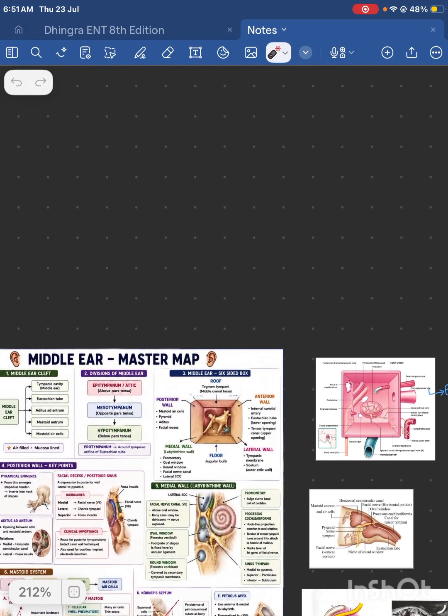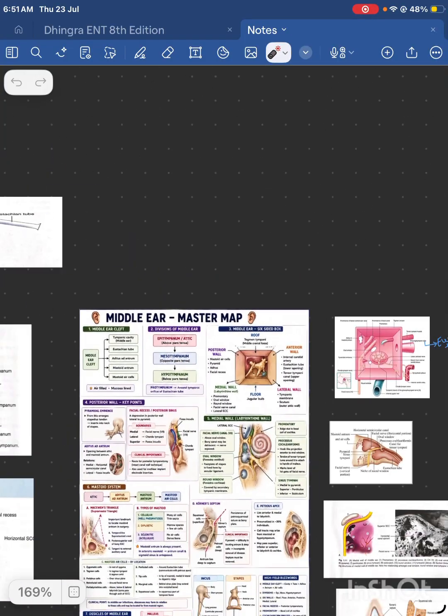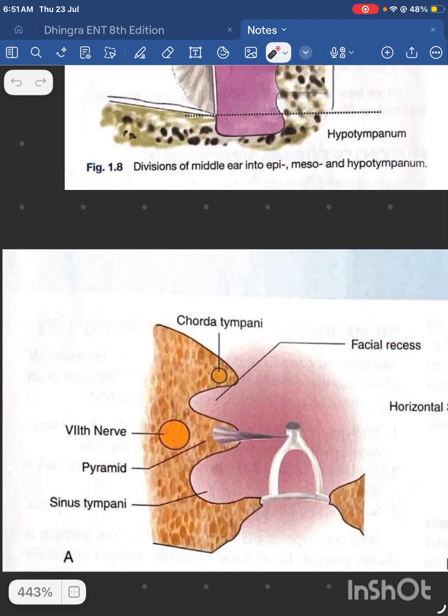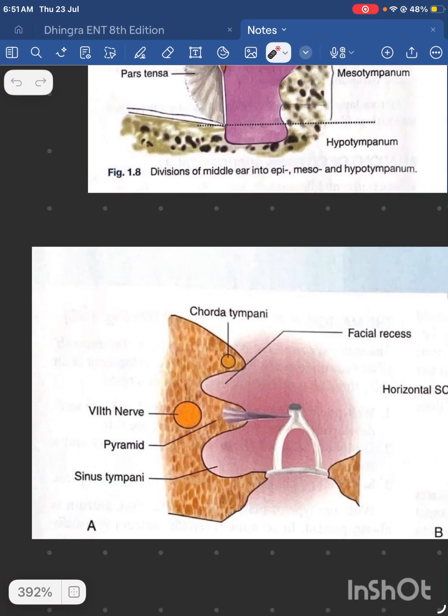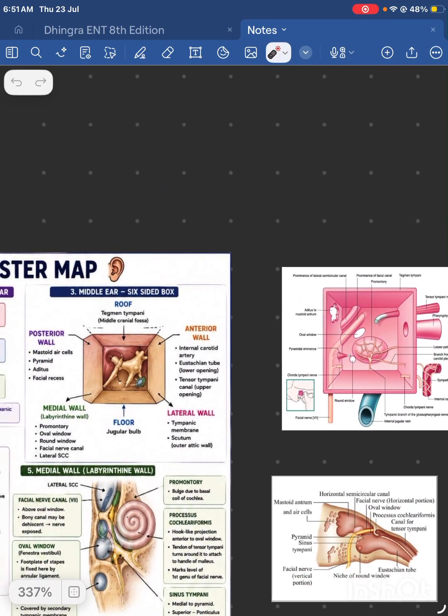The facial recess. Now where is the facial recess? Let me show you the diagram there. If you see this, this is the chorda tympani, this is the facial nerve, this is the pyramid, and in between them we have the facial recess. This is the facial recess. So on the posterior wall, we will also find the facial recess.